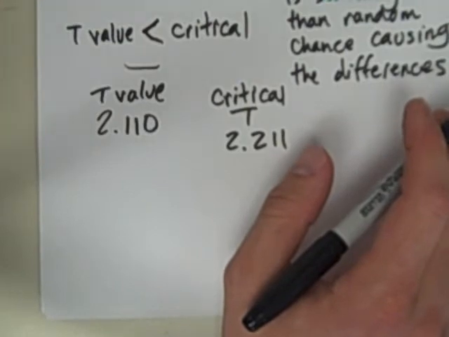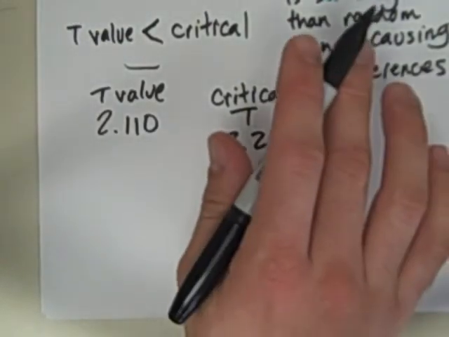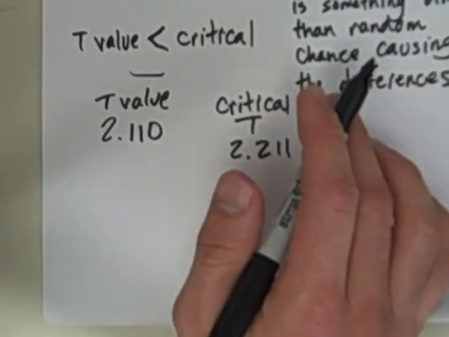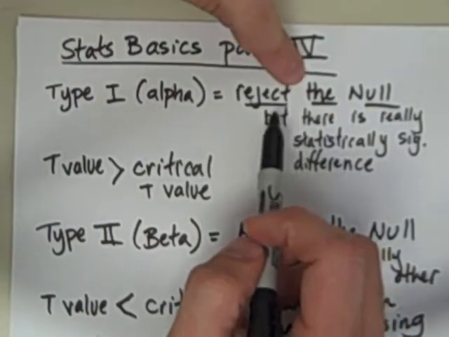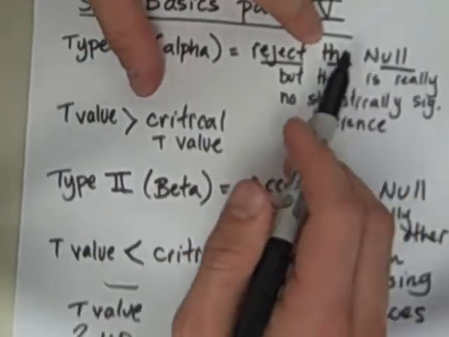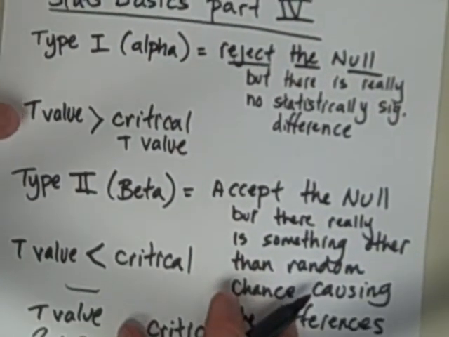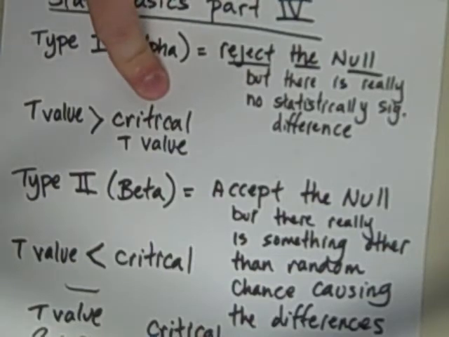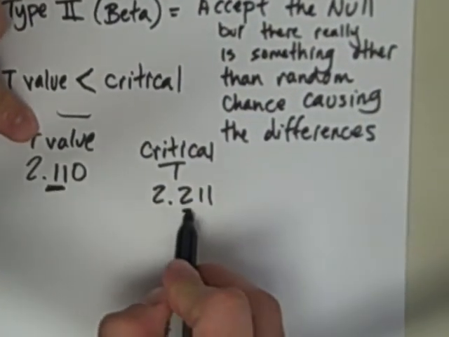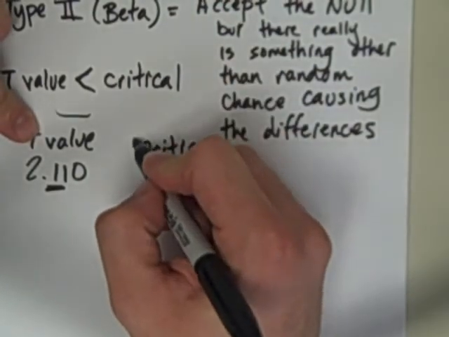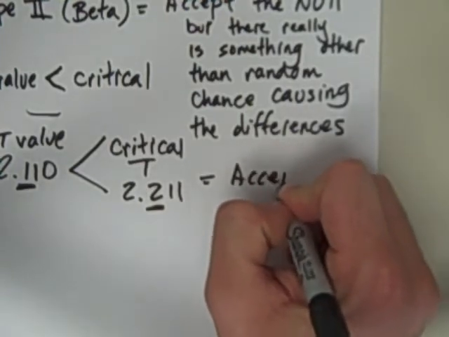I remember when I went through the course as a student, and even as I teach this, I always have to go, okay, what's he saying? If he's saying alpha error, what I want you to remember is alpha error always says I'm rejecting the null. To reject the null, I have to have a t-value greater than my critical t-value. If I look here, my t-value is not greater than my critical. It's less. So when my t-value is less than my critical, I accept the null.